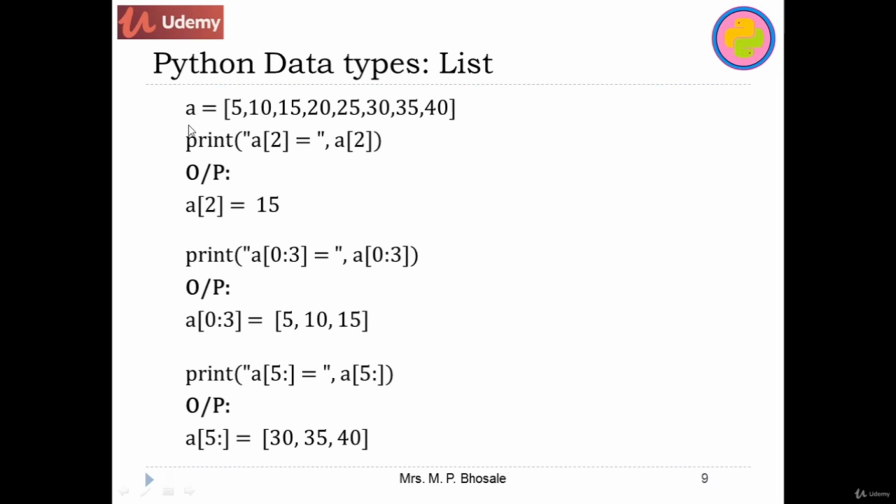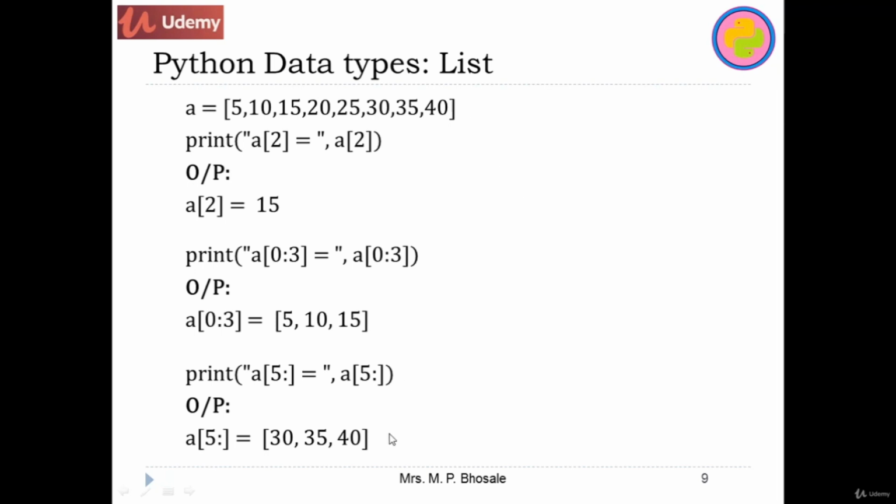Now suppose the list A is defined here with some elements like 5, 10, 15, etc. If I want to print the element at position 2, then 0, 1, 2, 15 is the answer, and here is the answer. A of 2 is equal to 15. If I want to retrieve the elements from 0th position to 3rd, that is 3 minus 1, second position, so 0, 1, 2, 5, 10, 15 is the output. And if I specify 5 colon, then it will start from the 5th location. So 0, 1, 2, 3, 4, 5, that is 30 will be printed first, and colon and upper bound is not defined here, so all remaining elements will be printed. So 30, 35, 40 are printed here.